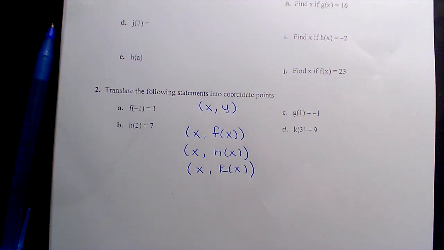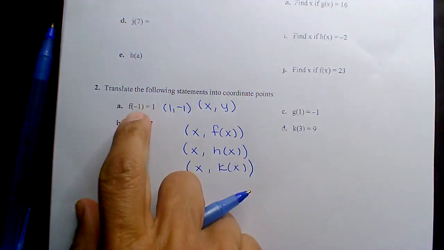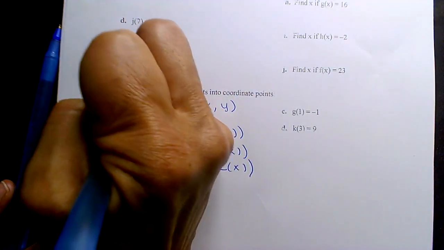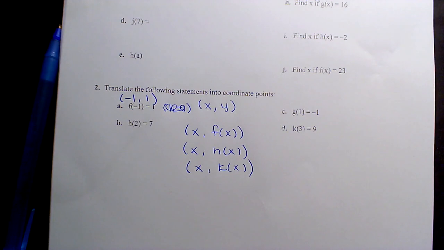Okay, so if the input is negative 1 and the output is 1, what's my coordinate? Yeah, negative 1, 1. Input, negative 1, output is 1, right? Sorry, you guys. Negative 1, 1.